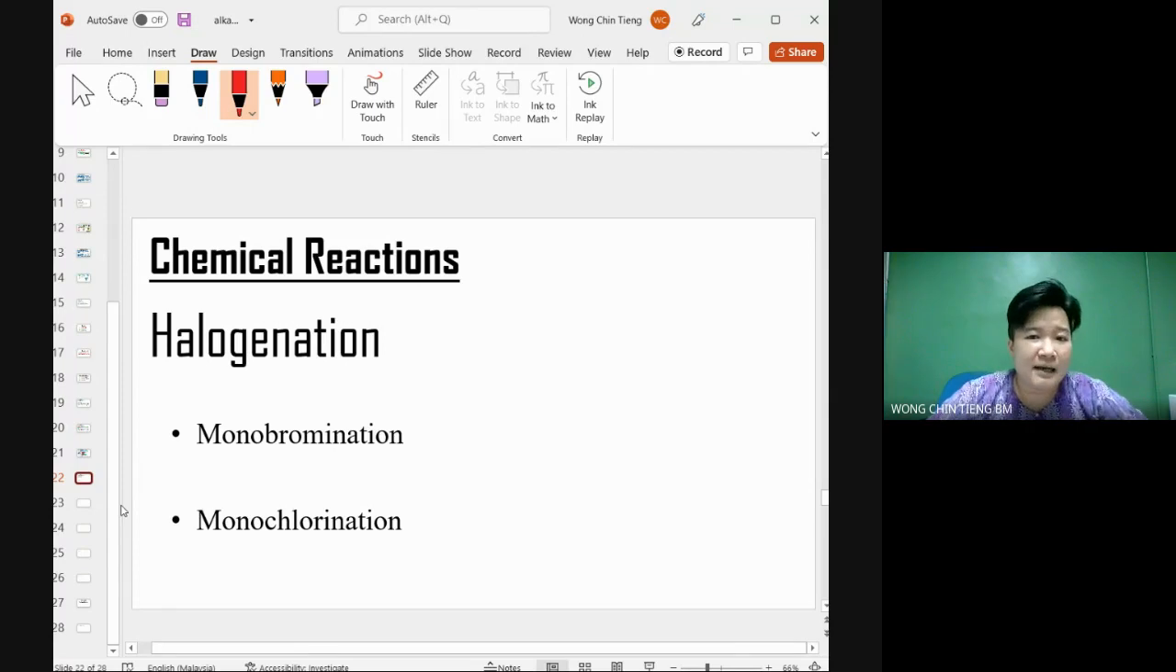Next. Dalam halogenation, kita ada dua. Normally, we will only talk about bromination and chlorination. We won't talk about fluorination. We won't talk about iodination. Kenapa kita tak guna fluoro? Kenapa tak guna iodo? Reason senang. Fluoro terlalu reaktif, iodo terlalu tak reaktif. Alright, so kita memang tak guna. So kita akan guna bromination dengan chlorination.